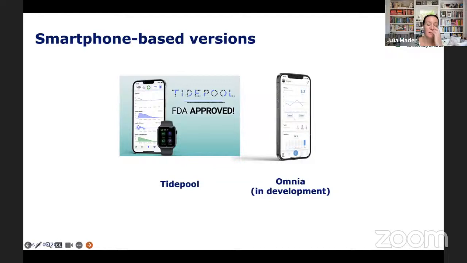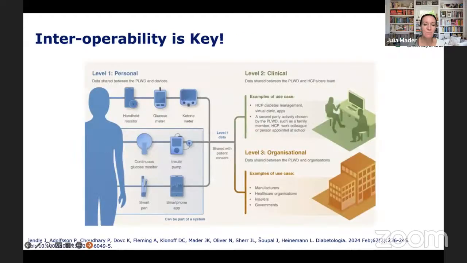Other versions in the future might be mobile phone driven. So there is Tidepool that has already achieved FDA approval, and the system that is developed by people in the UAE, where we hope to start a study later this year that's also based on a mobile phone.